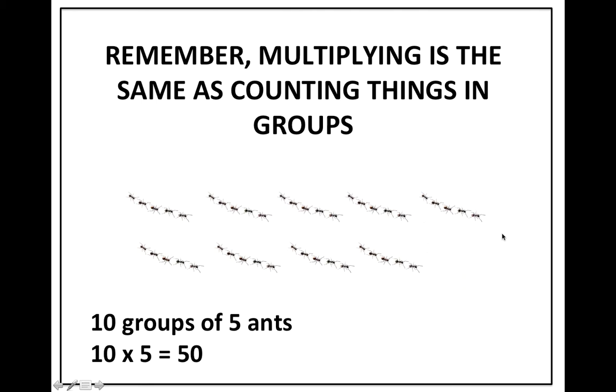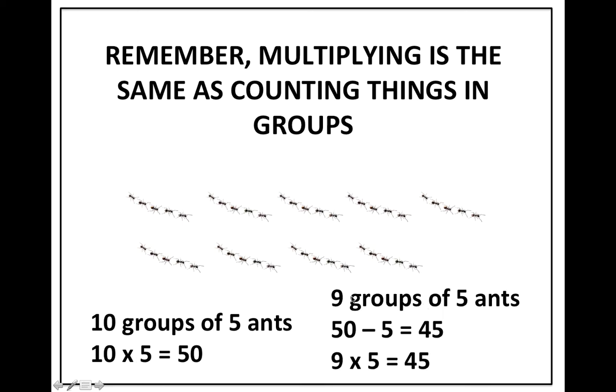What happens when we take away one of these groups? Now we only have 9 groups of ants. But there are still 5 in each group. And how many ants did I take away? I took away 5. So I can use my number facts here, that I know my multiplication facts using the 10 times table to make this calculation. 9 groups of 5 ants is the same as 10 groups of 5 ants, 50, minus 5 ants, one group of ants, and that gives us the answer 45. And again, I'm sure that we all know in this case that 9 times 5 is 45.